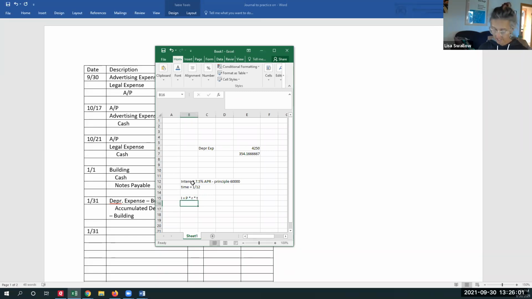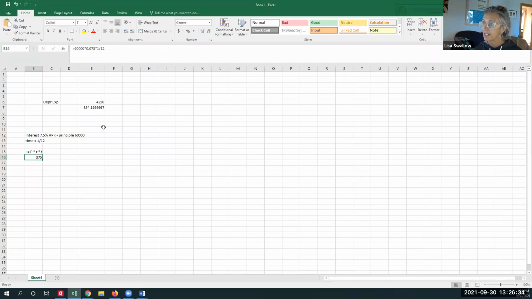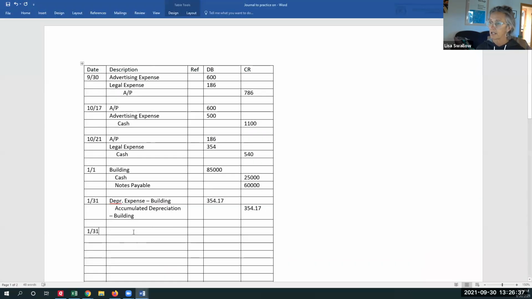I'm going to go fill in that calculation now with a formula. So equals principal times rate, 7.5%, times, and our time is always something divided by 12 if it's for a shorter time period than a year. And that's because the interest rate is quoted as an annual rate. So my time is 1/12. And it looks like my interest is a nice, is there any pennies to that? Nice, neat, even $375.